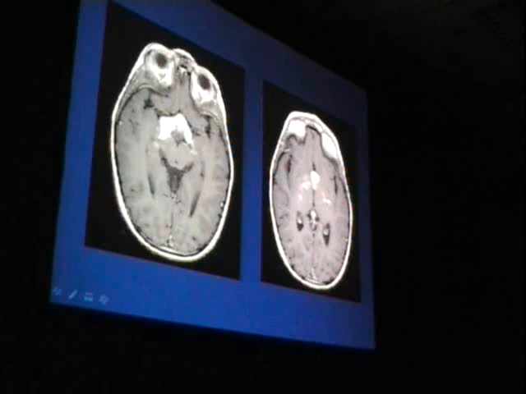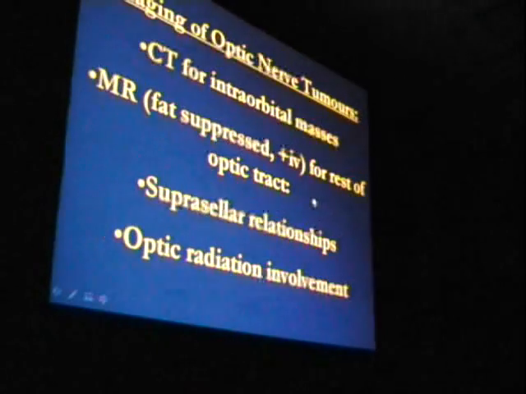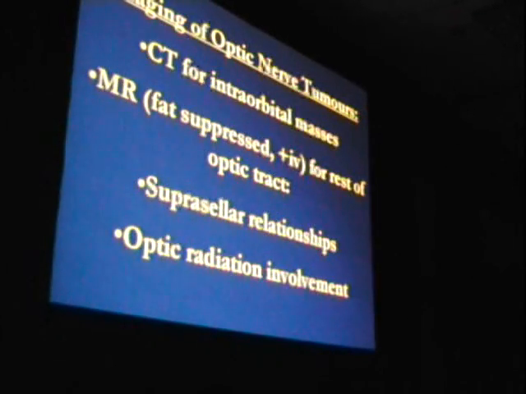So the differential of a suprasellar mass includes an optic glioma, which is the diagnosis in this case. The things that help you towards that diagnosis on these two images are the inverted V shape and the enhancement in the optic radiations. In other words, for optic nerve tumors, CT is best when you have an entirely intraorbital mass with contrast from the intraorbital fat. If you want to assess the remainder of the optic tract, then fat suppressed post-contrast MR is the optimal method.